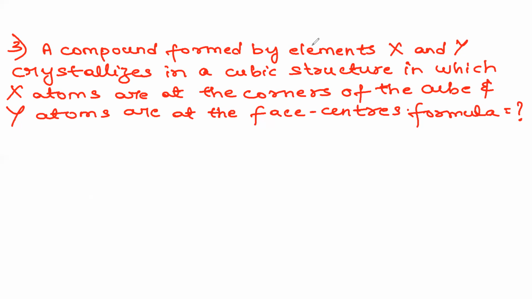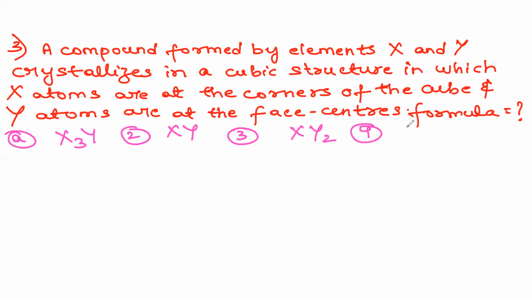Option 1, X3Y; option 2, XY; option 3, XY2; and option 4, XY3. That is option D. So 1, 2, 3, 4.